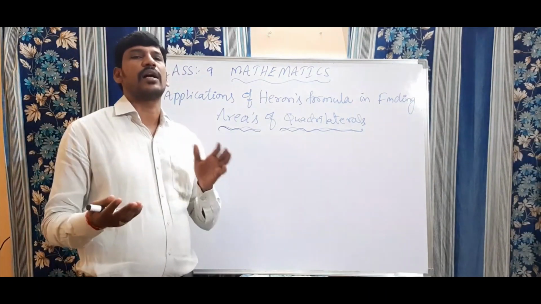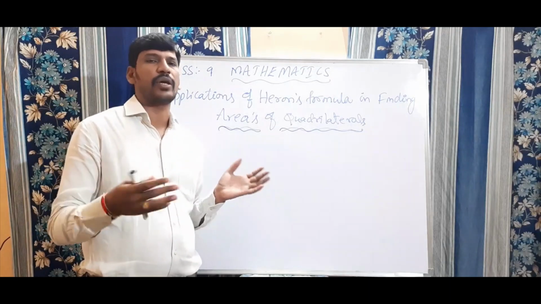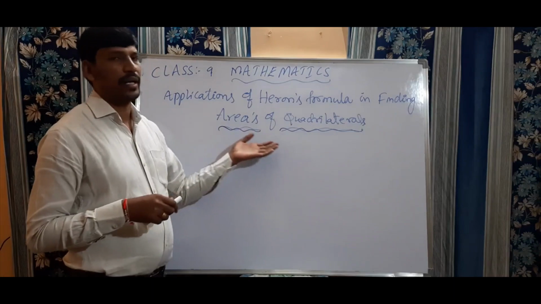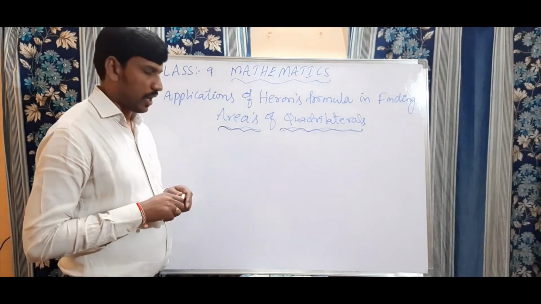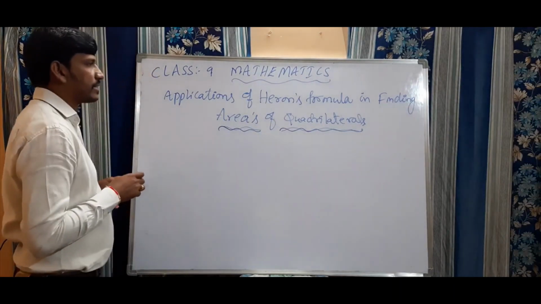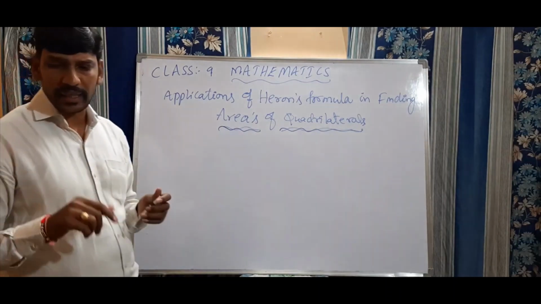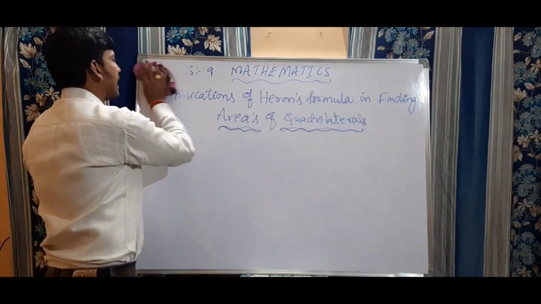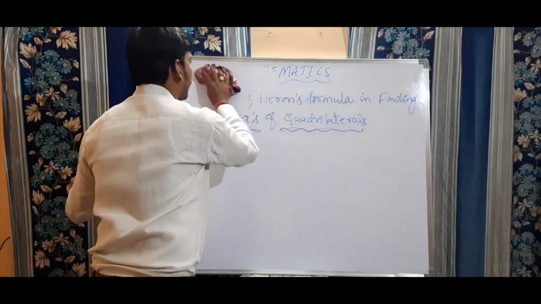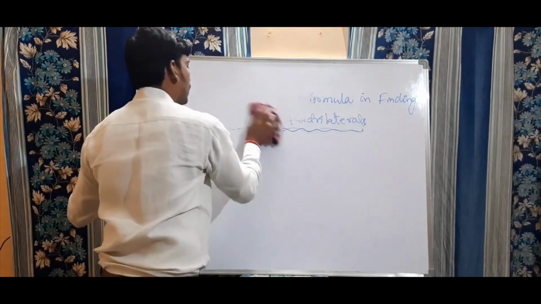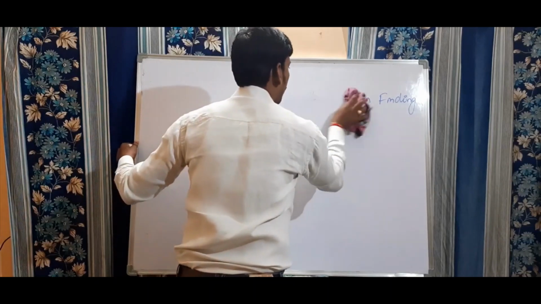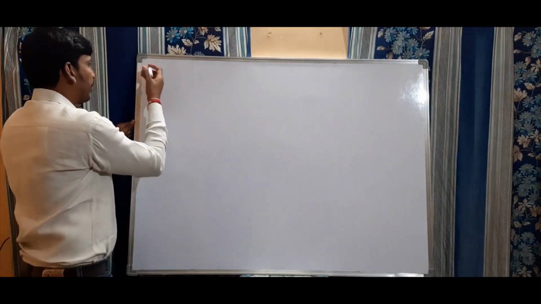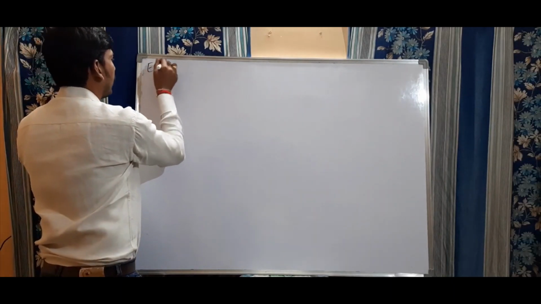Clear? Let us discuss 2 to 3 examples, then you can get clarity about how to find the area of a quadrilateral by using Heron's formula. Now let us discuss a simple example. Find the area of the quadrilateral whose sides are given and one of the diagonals is given. Right? So now let us discuss a simple example. Now see this here. Example 1.